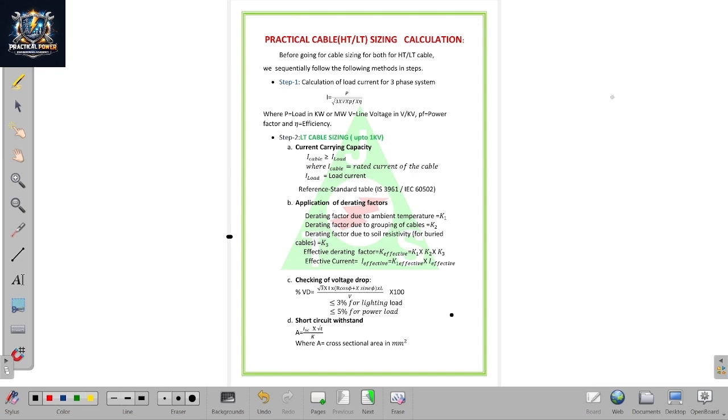So first, for LT cable, we see the current capacity, then application of the derating factor, and after that we find the effective current, I effective, that is equal to K effective into the load current.